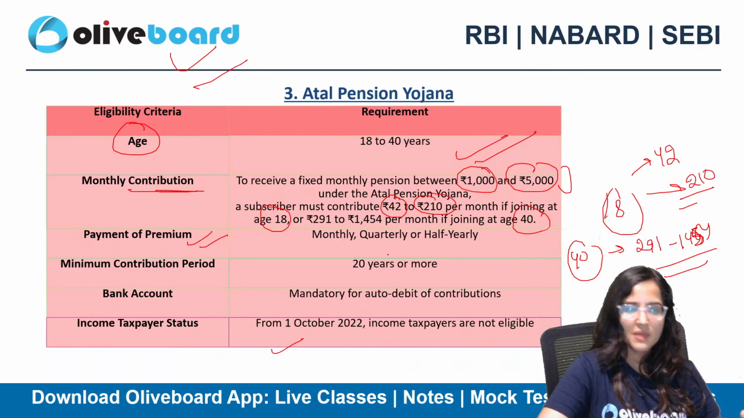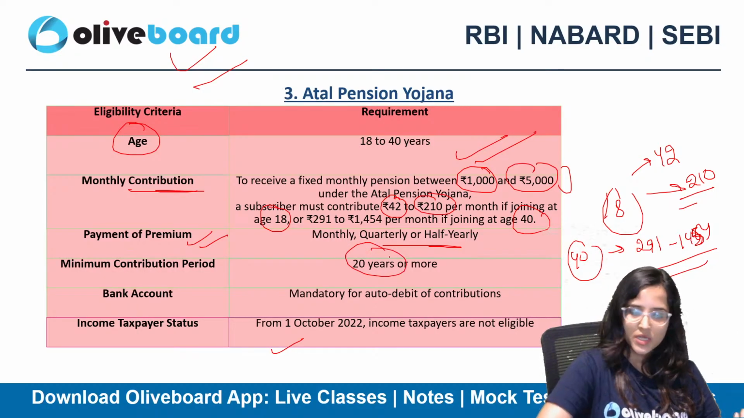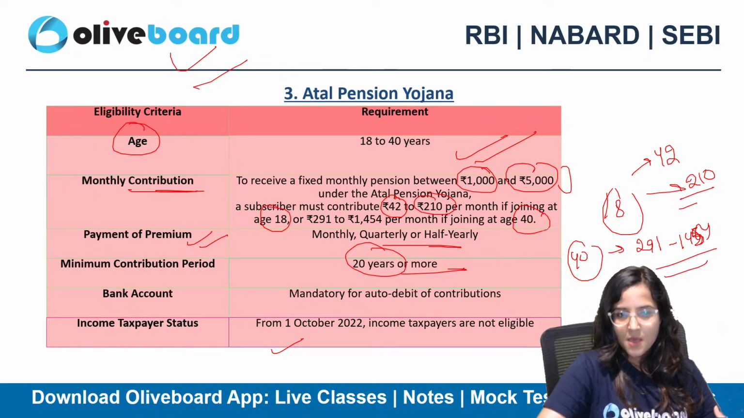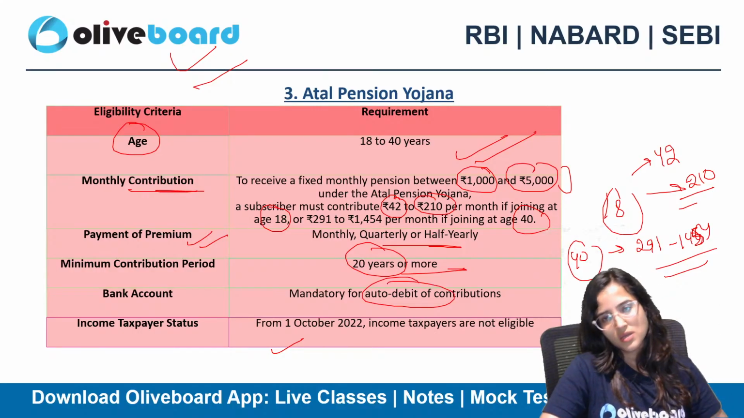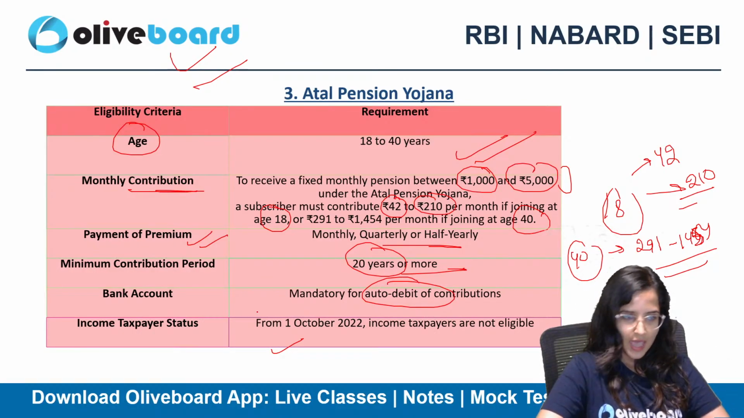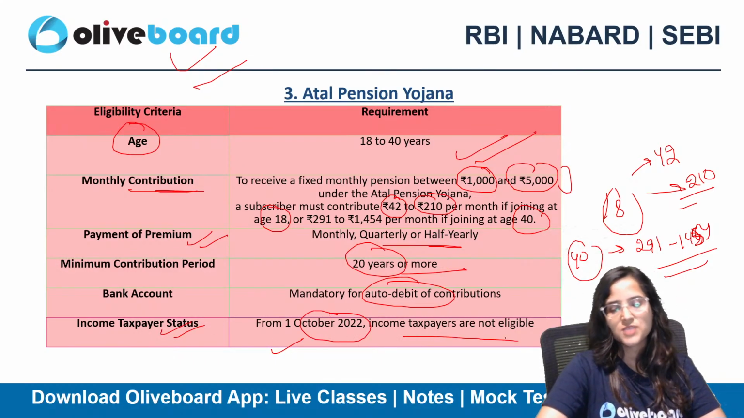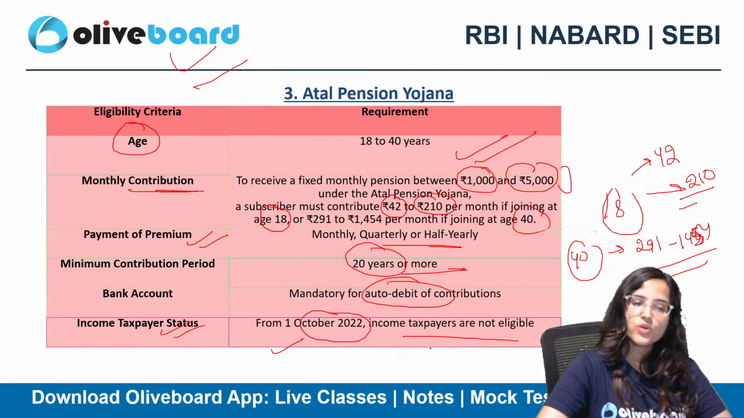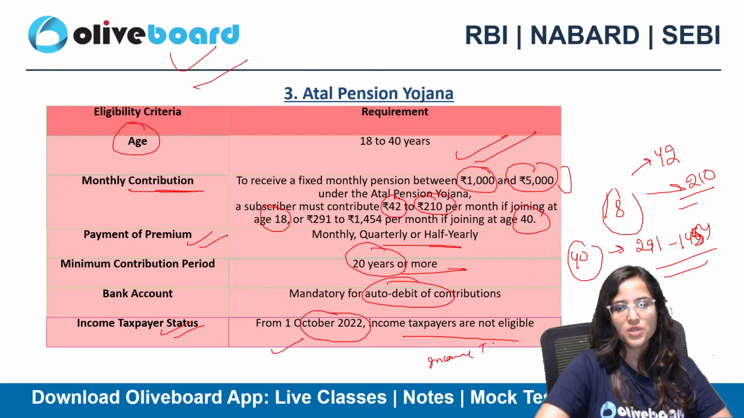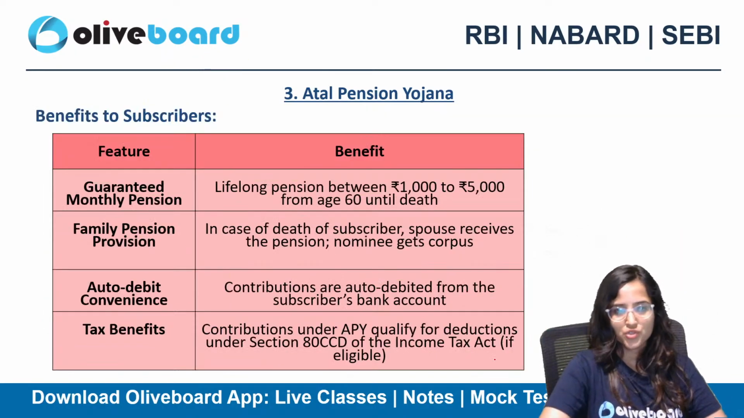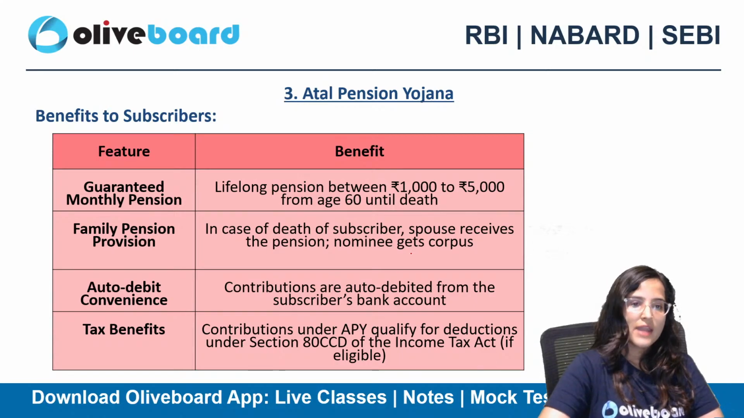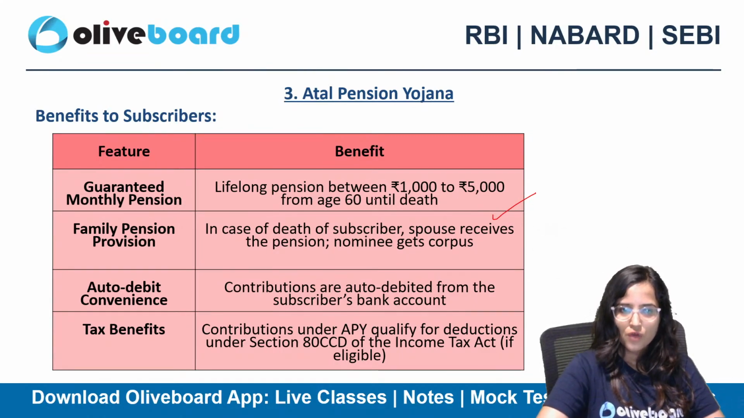Payment of premium is monthly, quarterly or half yearly, depends on you. And minimum contribution period is 20 years or more. Minimum is 20. Bank account mandatory, auto debit is required for the contributions. And if you talk about the income taxpayer status, then from 1st October 2022, income taxpayers are not eligible. So anyone who is paying income tax will not be eligible to be a part of this Atal Pension Yojana. Okay? So guaranteed monthly pension will be given, 1,000 to 5,000 depending on your contribution, from age 60.